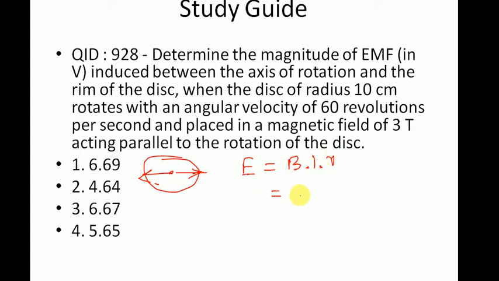Okay, what is the B? B is the flux density. What is the flux density? Flux density is already given, 3 Tesla.